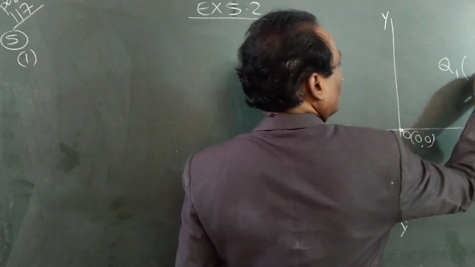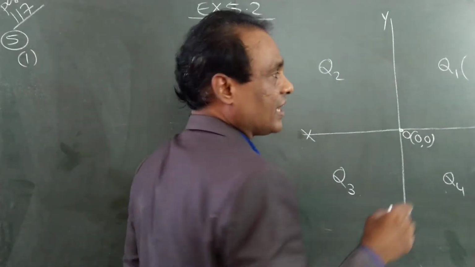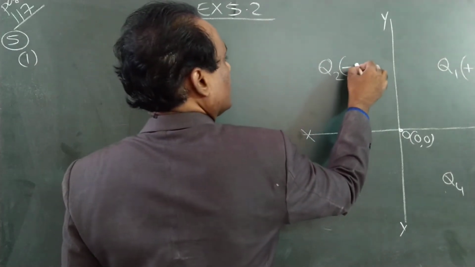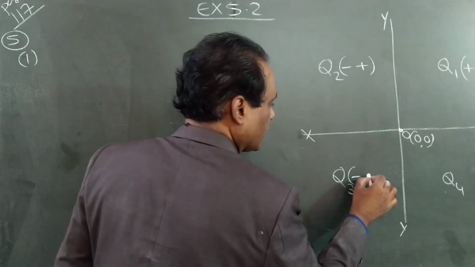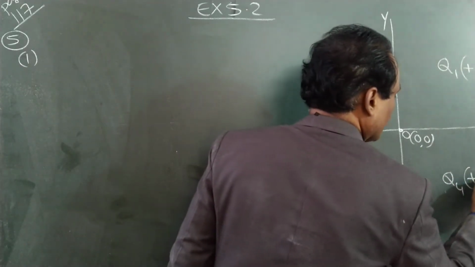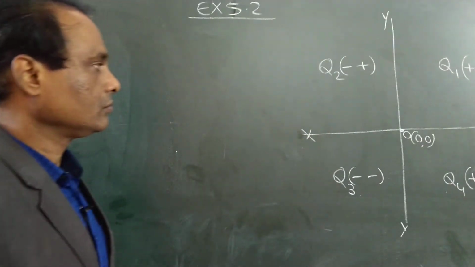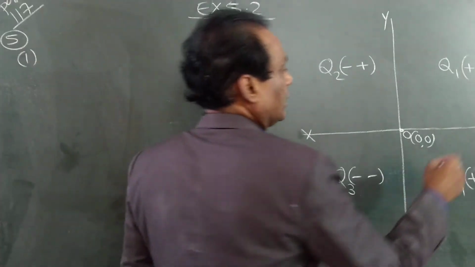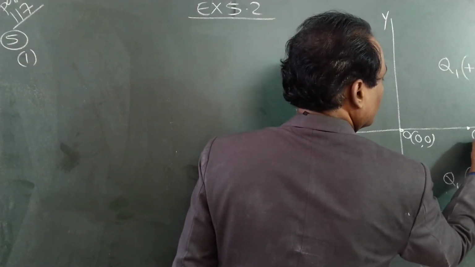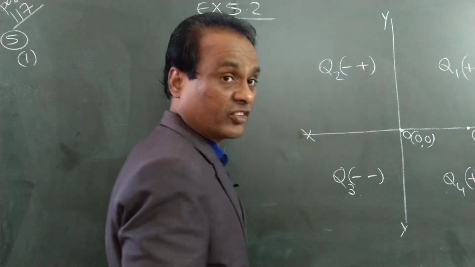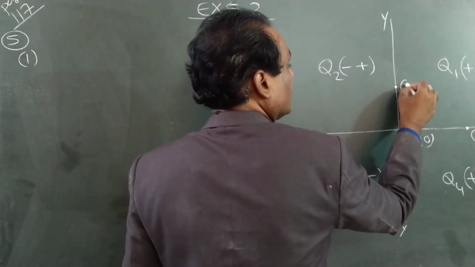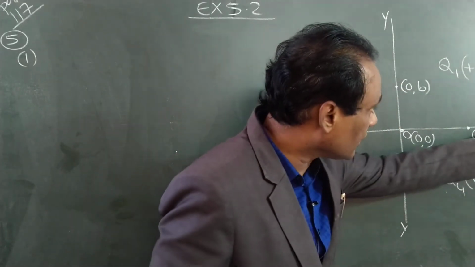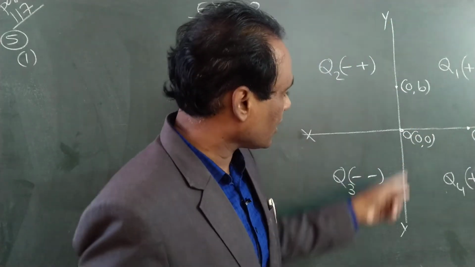In the first quadrant, tell the signs of x and y. X is positive, y is positive. Here, x is negative, y is positive. X is negative, y is negative. X is positive, y is negative. Next, for any point on the x-axis, the y value is 0. That I explained. For any point on the y-axis, the x value is 0. If y is 0, that is on the x-axis. If x is 0, that is on the y-axis.